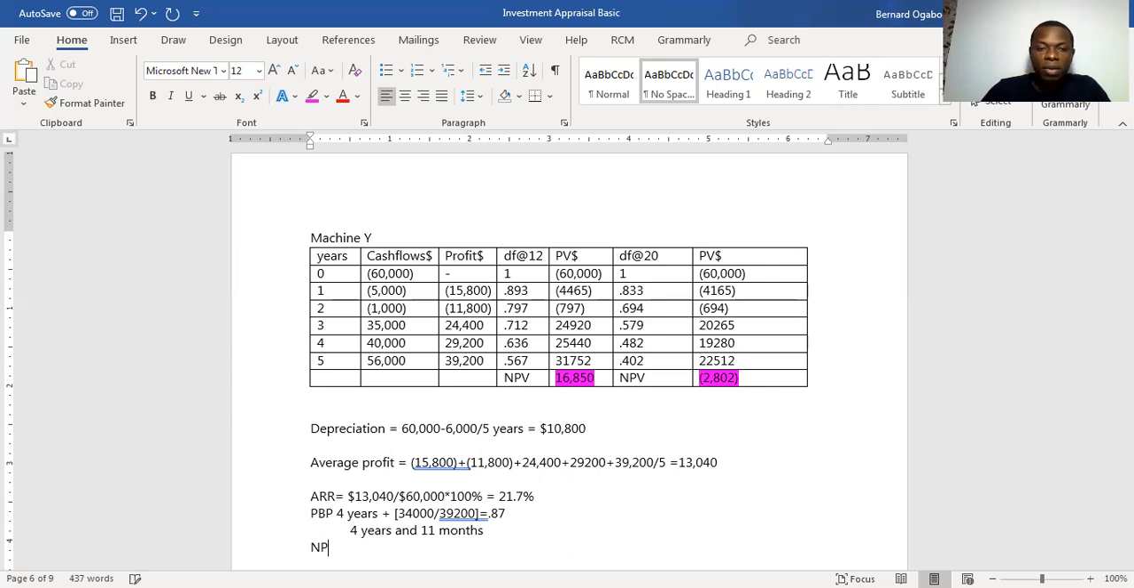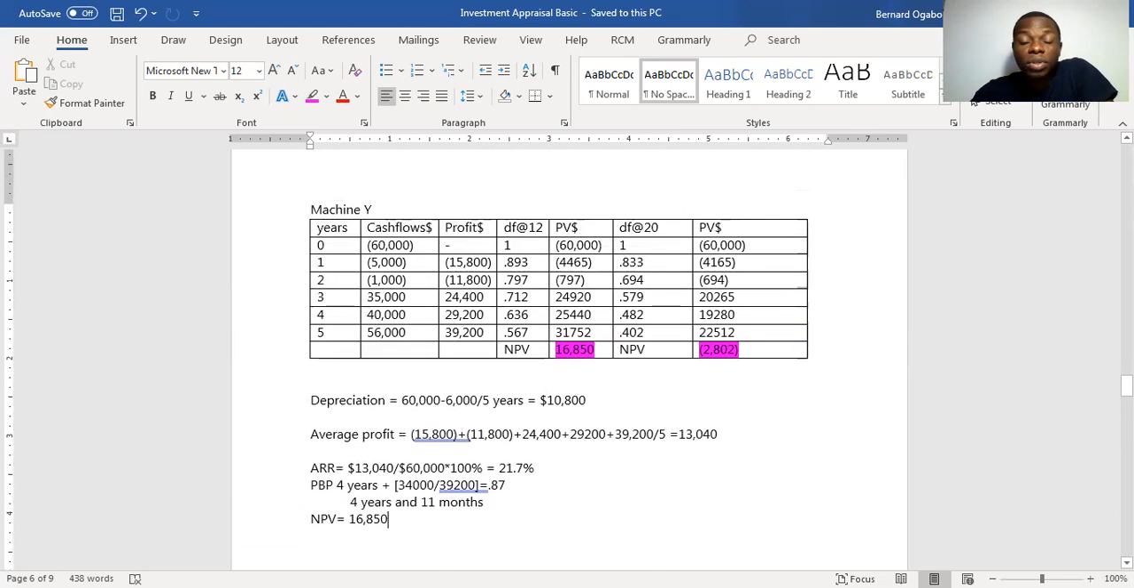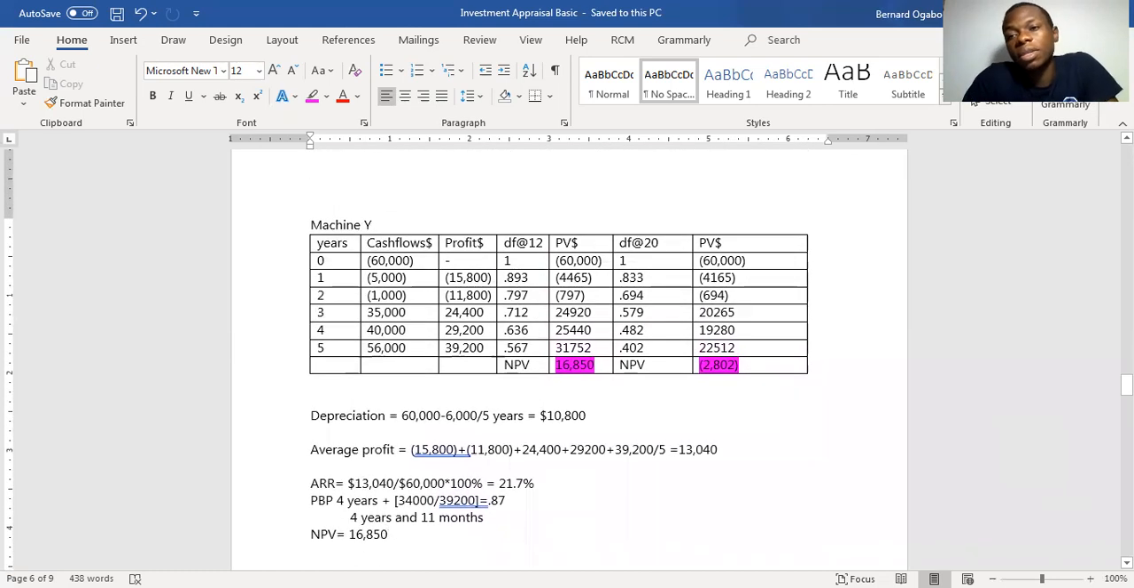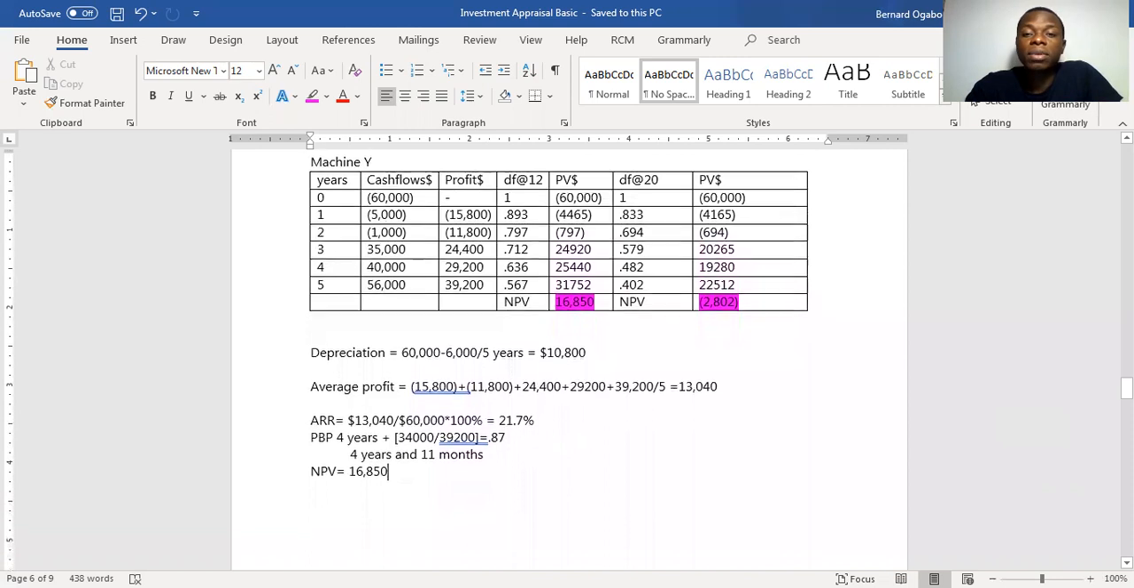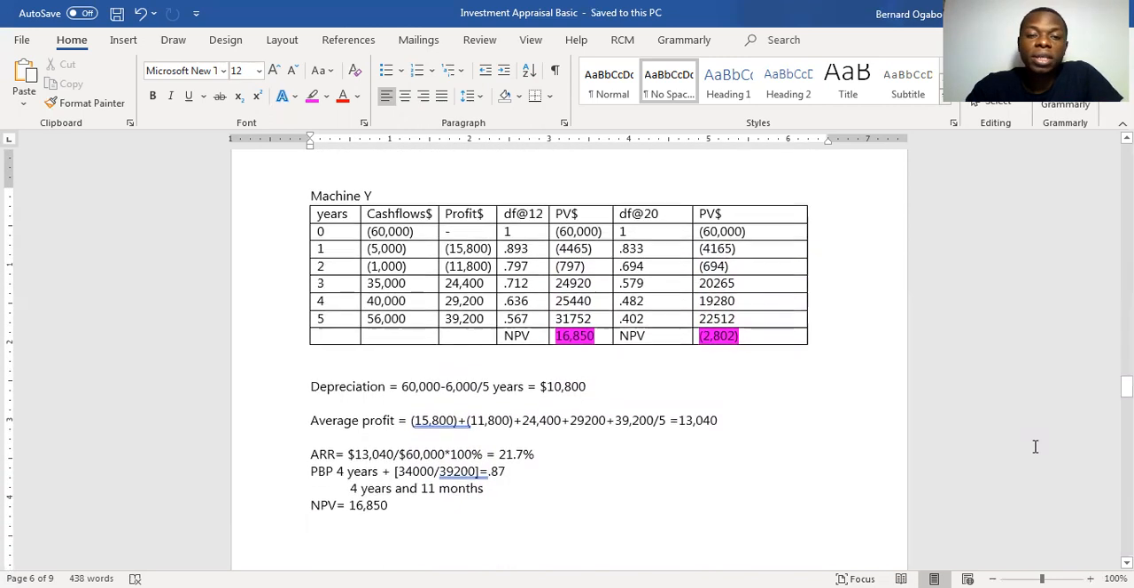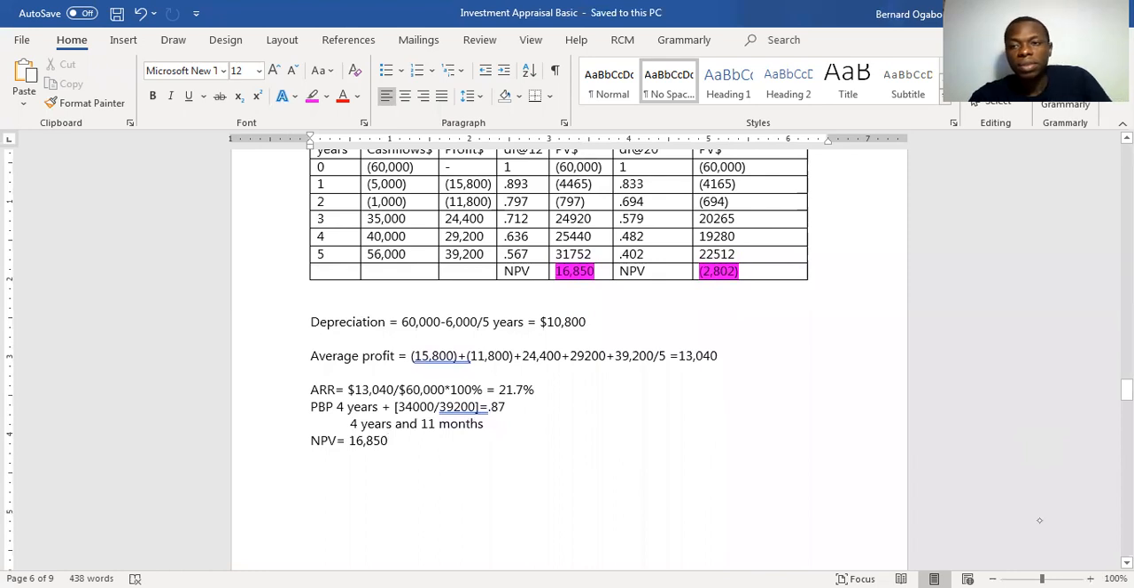NPV, I already have it, which is copy and paste. So NPV is 16,850. So you see that if I didn't follow the first approach, which I did for ease of understanding, we would have finished a long time ago. So subsequently, when we have examples that are mixed, we will not be treating them individually. We'll just use a single table, and then with that single table, we answer all the questions.